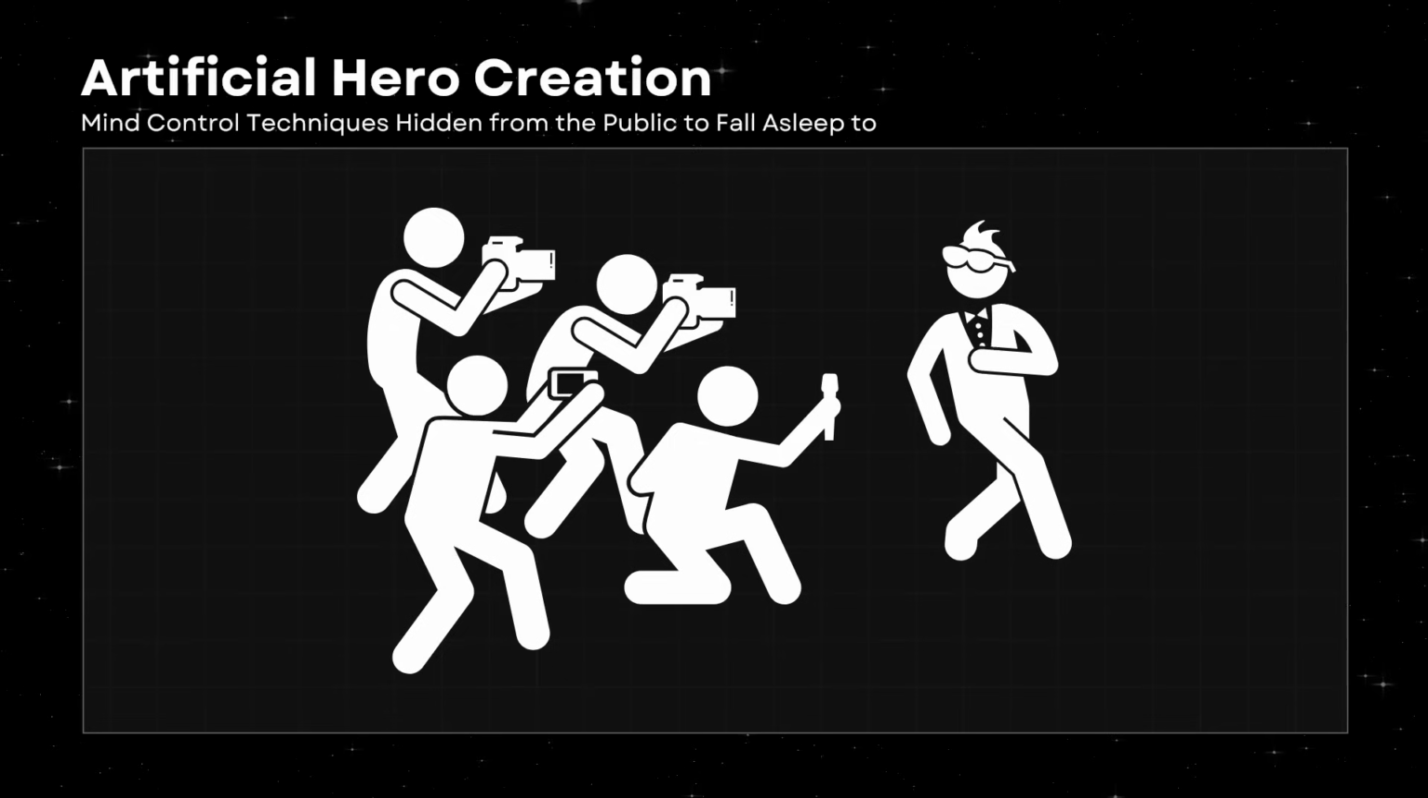This tactic can also redirect anger. When the public feels betrayed, a hero can be offered as a fix. They say the right things. They take bold steps. People shift their focus from systems to individuals. They stop asking about structure and start cheering for style. The hero becomes a barrier between the people and the truth.